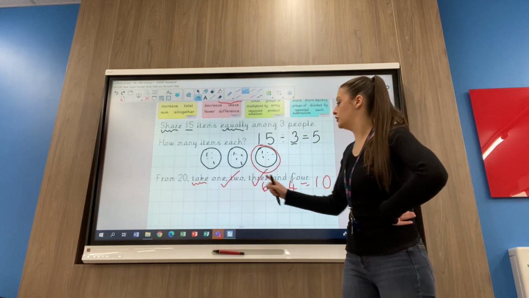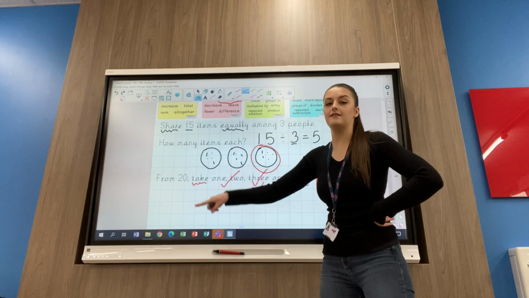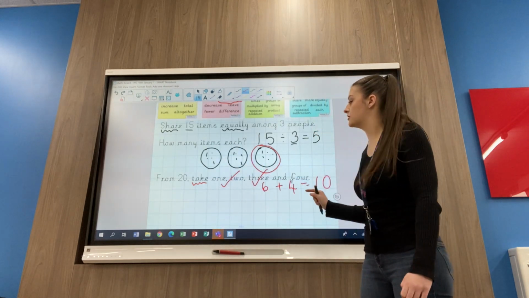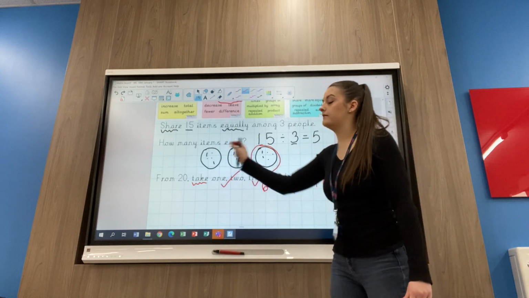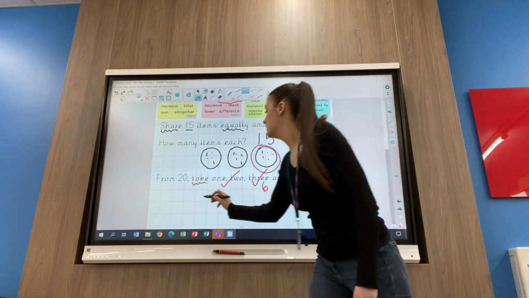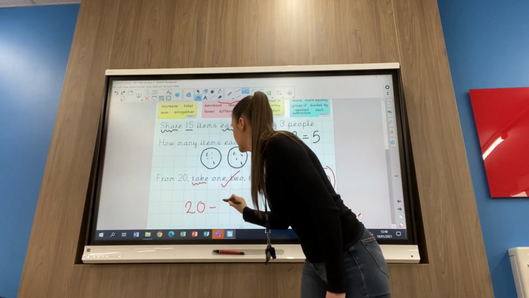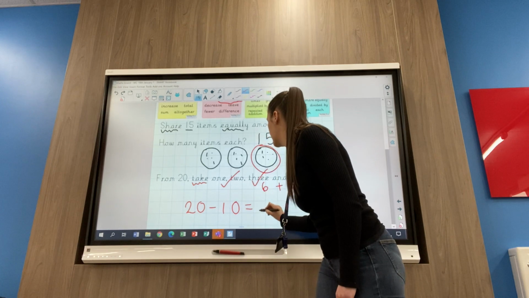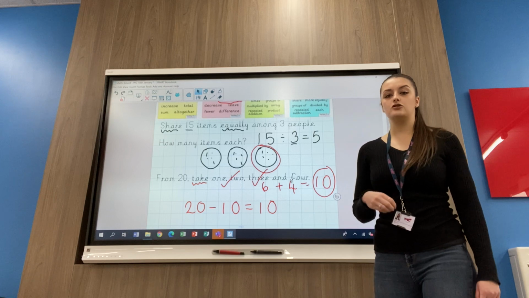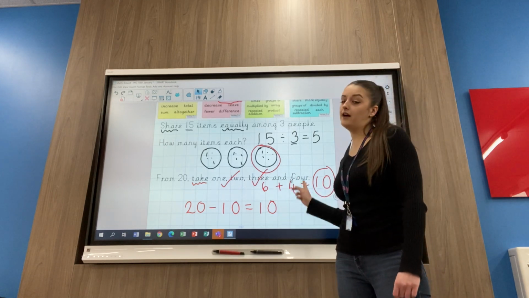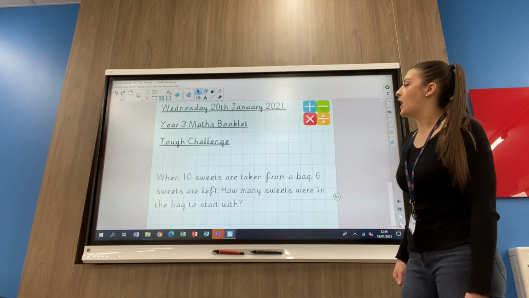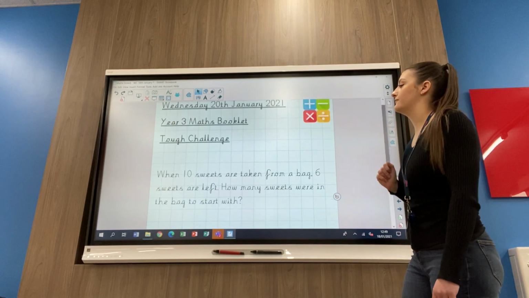Now you could have just done 20 take away 1, then your answer take away 2, then your answer take away 3. But I think this is a much quicker way of doing it. Add up all the numbers that you're going to be taking away and you can take away that one big number. So I've got 20 now, subtract 10, which we know is 10, okay? So whichever way you decide to do it, you can always keep track of your calculation and write them around your page, okay? Moving on then to your tough challenge for today.